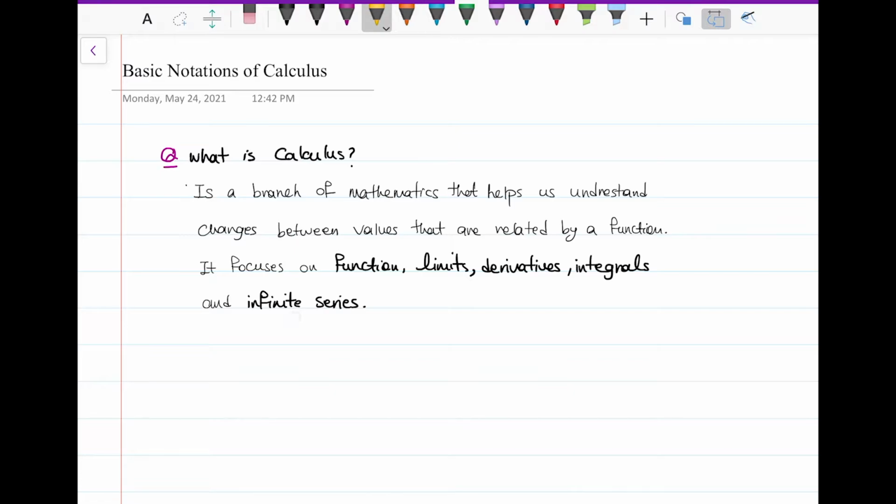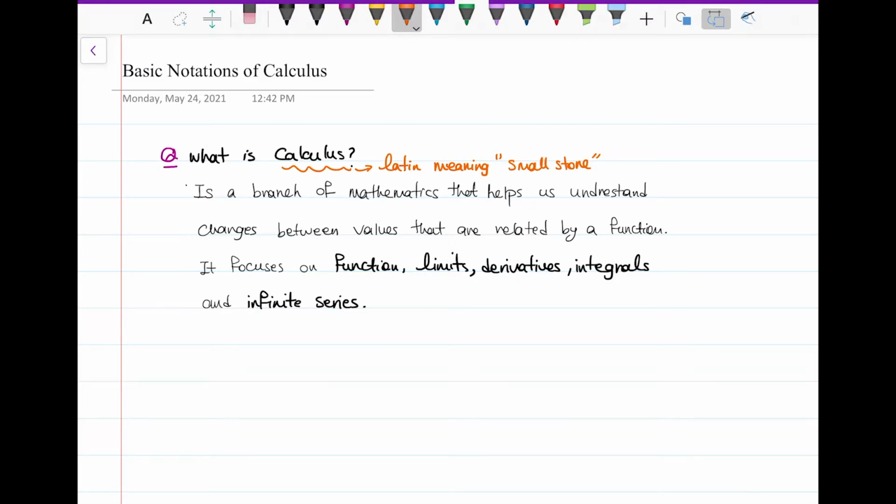So the word calculus has a Latin meaning. The Latin meaning is small stone, which means that we understand something by looking at the small pieces. Okay.